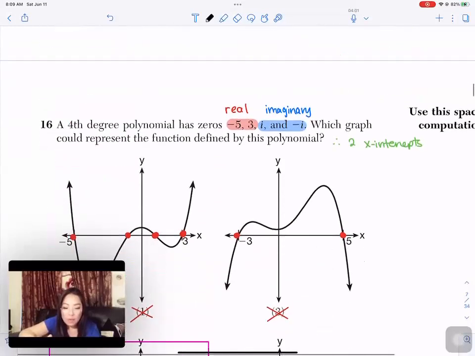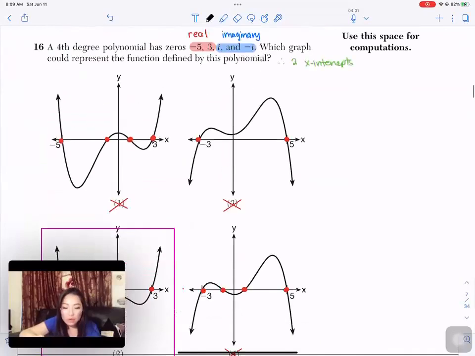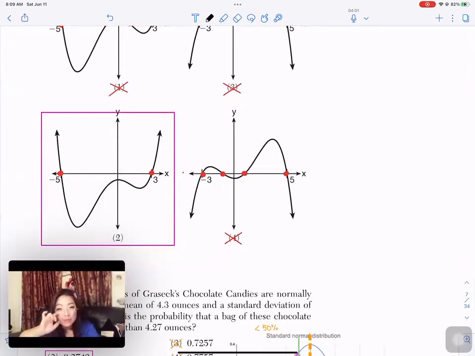And of course, it could be 3 and 2. I don't know if it's a positive or a negative quartic function, but I do know that it has to hit -5 and 3. And the only one that hits -5 and 3 is choice 2, sorry.